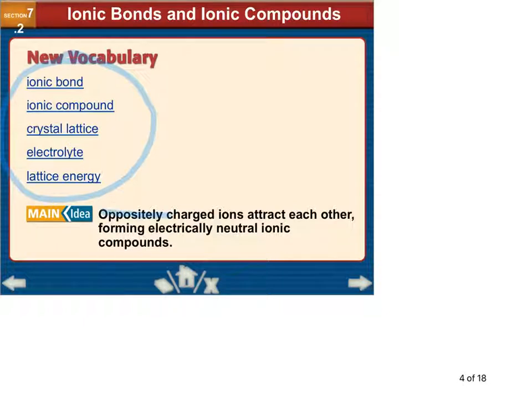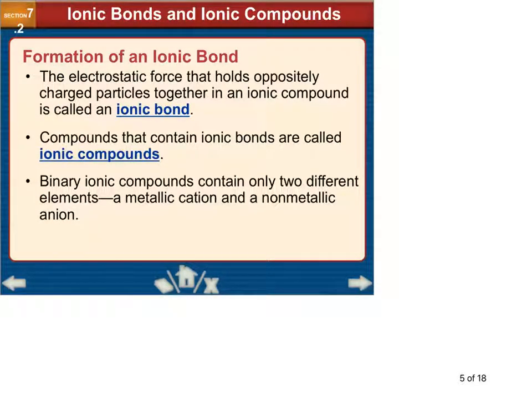And our main idea: oppositely charged ions attract each other, forming electrically neutral ionic compounds. That's our definition for ionic bond. The electrostatic force that holds oppositely charged particles together in an ionic compound is called an ionic bond. And compounds containing ionic bonds are called ionic compounds. A special type of ionic compound, binary ionic compound, just has two different elements, a metal cation and a nonmetallic anion.